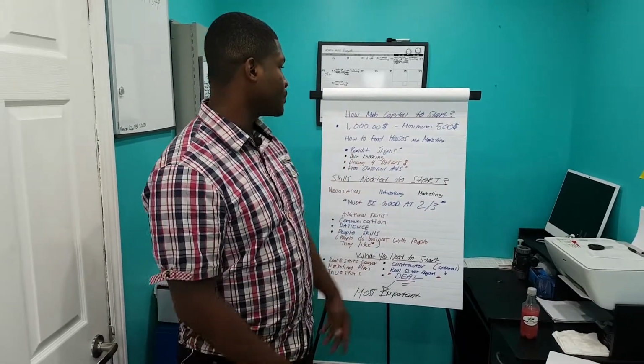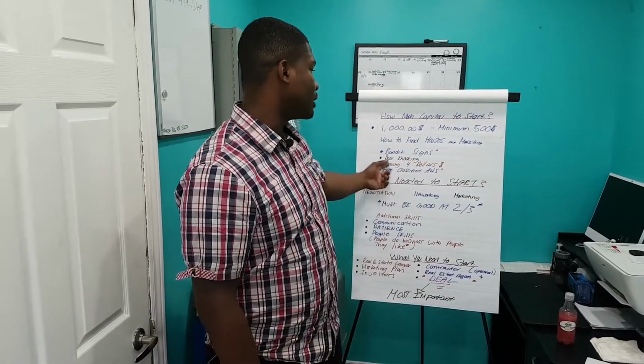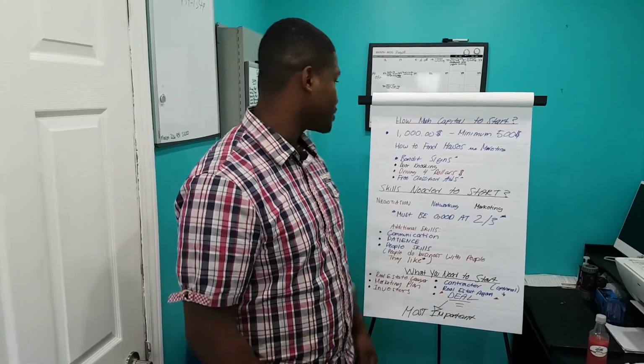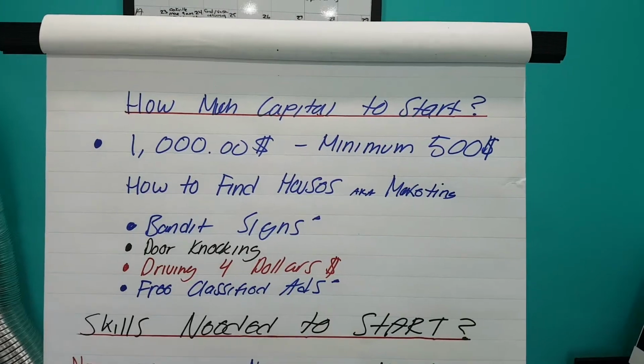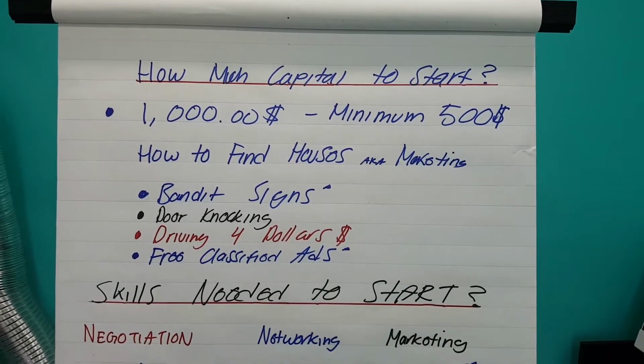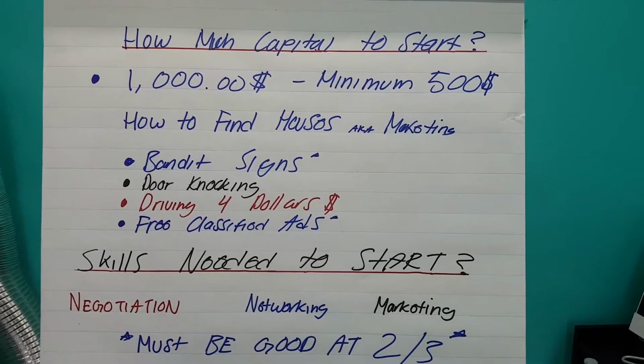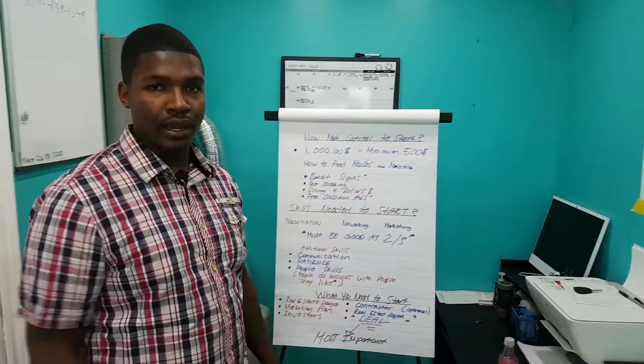So bandit signs, on average, few $100. Door knocking, it may cost you $50 to $100 in gas. Okay, driving for dollars, same thing as door knocking. And then classified ads, you may have to pay anywhere from $10 to $20, but you can probably get some free ones if you post them in the right categories.